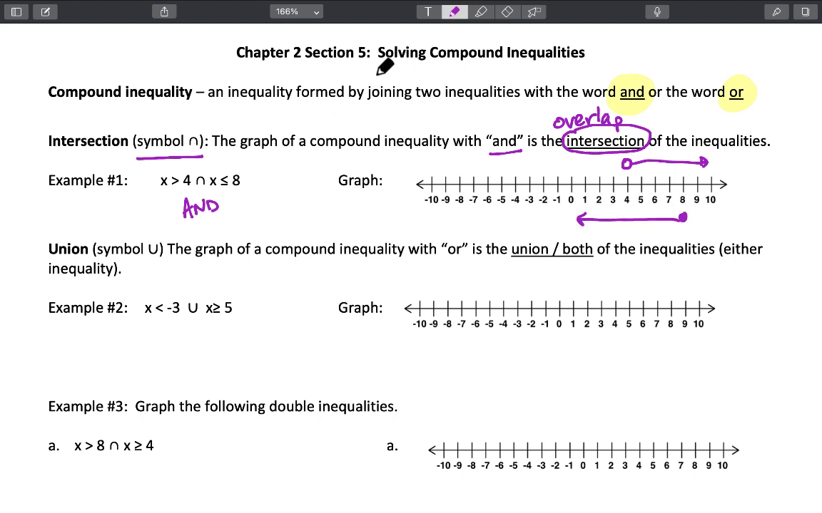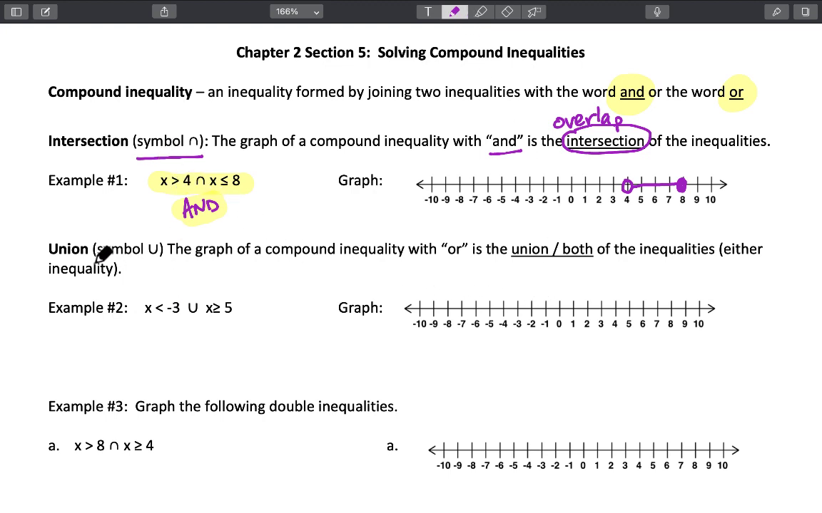Now, if we want to graph the overlap or the "and" part of that, or their intersection, we want to graph what they have in common. So if we were to merge these two graphed inequalities together, it would be an open circle here at 4, everything between 4 all the way to 8, and then a closed circle at 8. So in the end, my actual solution here for this compound inequality is the graph of an open circle here at 4, everything to the right, and a closed circle here at 8. That is the graph of an intersection.